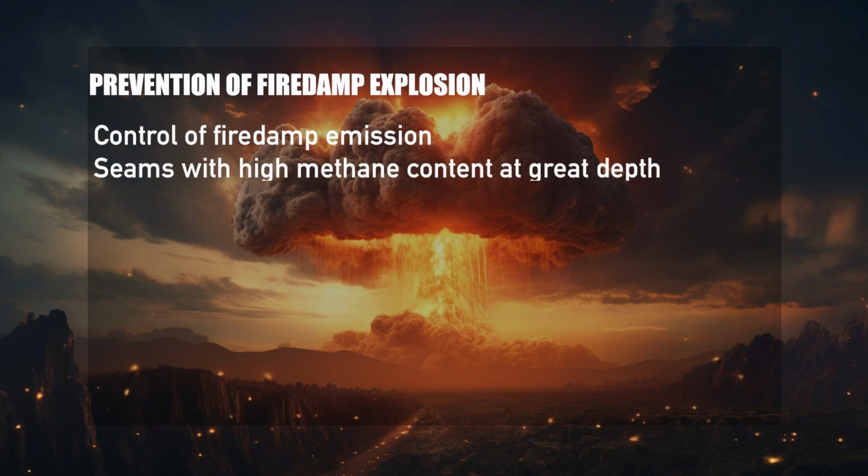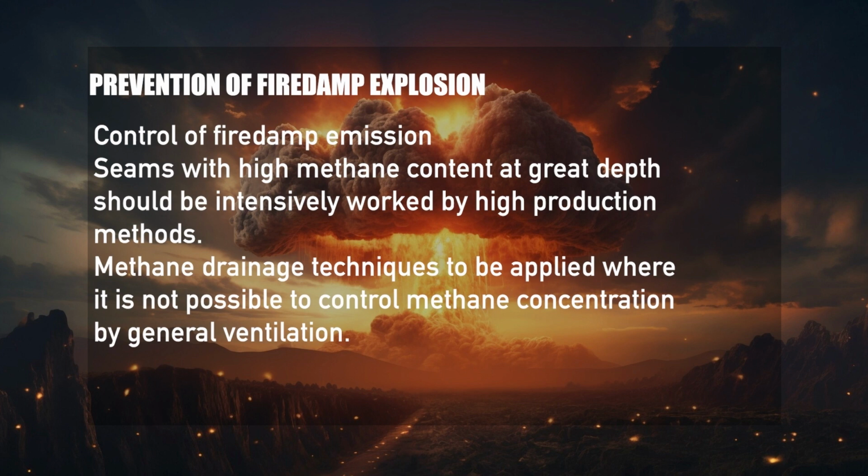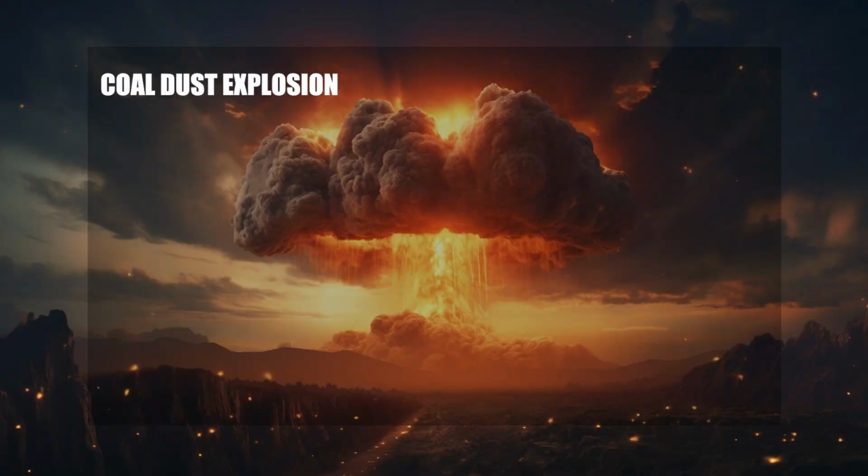Control of fire damp emission. Seams with high methane content at great depth should be intensively worked by high production methods. Methane drainage techniques should be applied when it is not possible to control methane concentration by general ventilation. If the rate of methane emission is sufficiently high, then a methane drainage system should be properly applied to drain out methane, so that it can be used as a fuel and the mines can be kept safe against fire damp explosion and coal dust explosion.